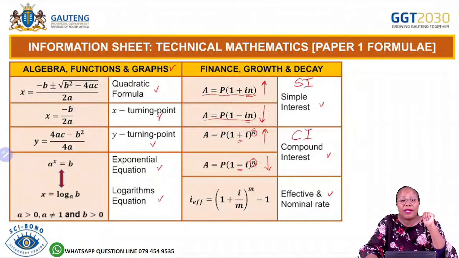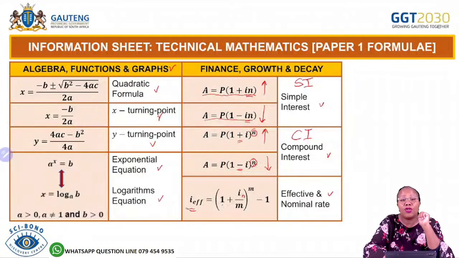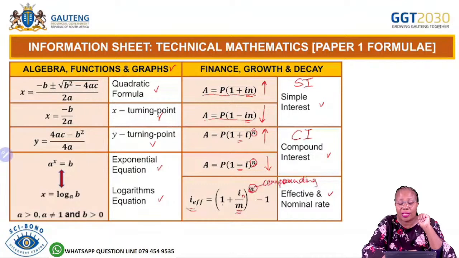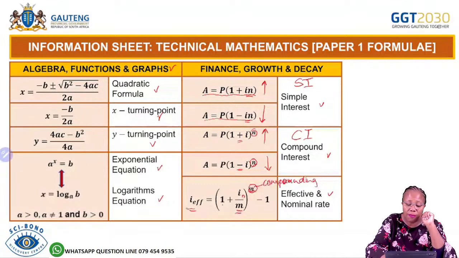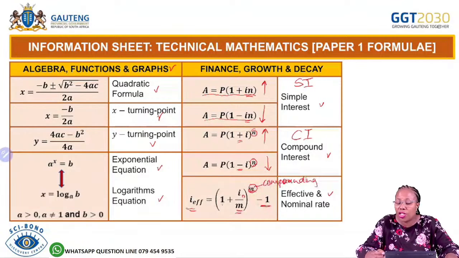Then followed by the effective and nominal rate formula. You also find this on your formula sheet. That is i effective is equal to 1 plus i nominal, that i on top is the i nominal, over m, to the power m. This m here refers to the compounding: compounded monthly, compounded daily, compounded quarterly, and so forth. That formula is followed by a minus 1. You only use this one if you are calculating an effective rate or a nominal rate, depending on the question given to you.